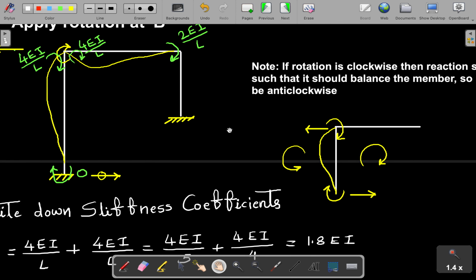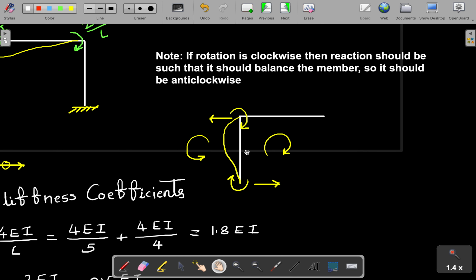So let's see. I was trying to say, if the rotation is clockwise, then the reaction should balance the member, so it should be anti-clockwise. The rotation is clockwise, so the reaction is anti-clockwise.